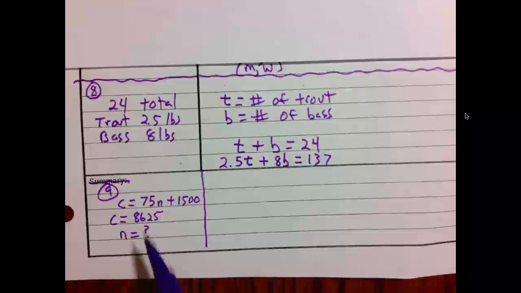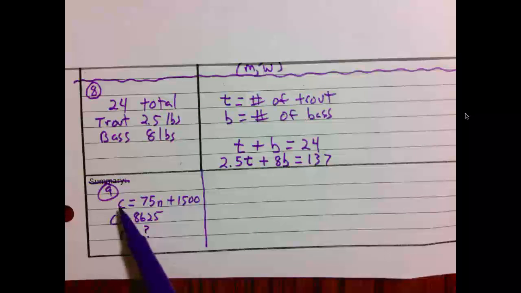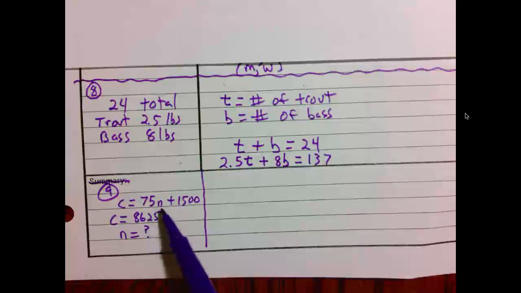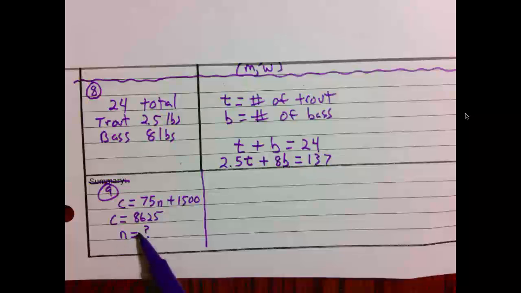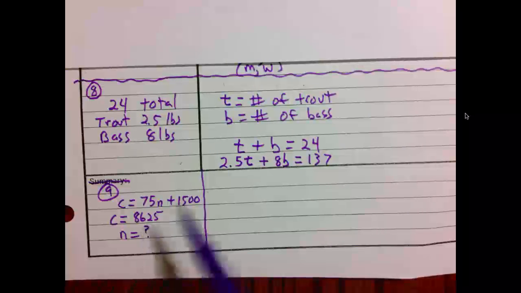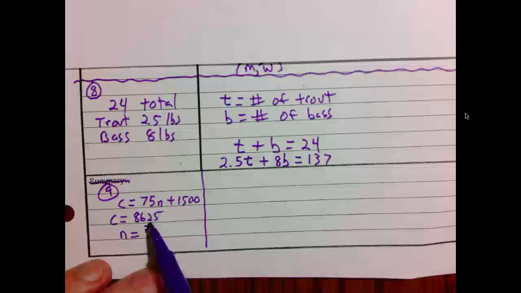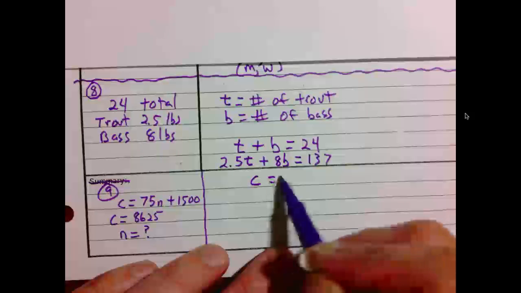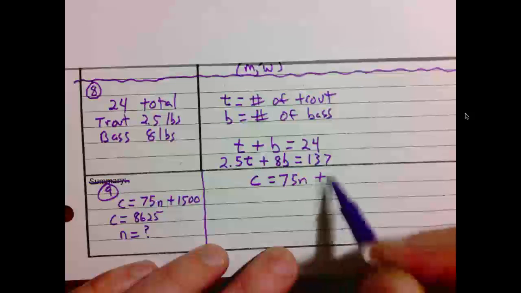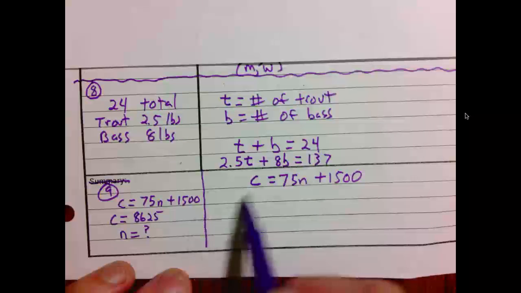All right, number 9 is involving a function for the cost of a wedding. It tells us that the cost C will be equal to 75 times n, the number of guests, plus 1,500. It wants us to find how many guests will have a cost of 8,625. Well, we're looking for n. We're simply going to substitute 8,625 in for C. So here I go. My original function, C equals 75n plus 1,500. We're given the cost of 8,625. That will substitute for C.